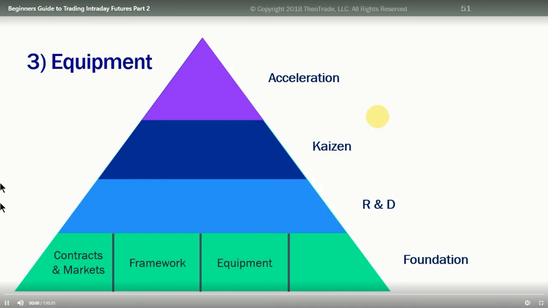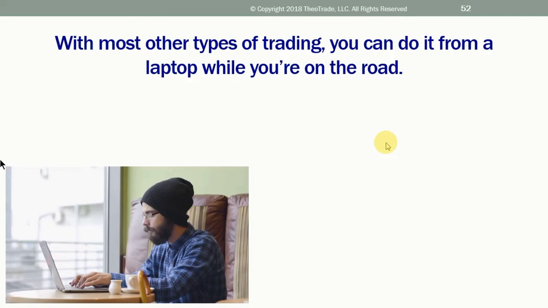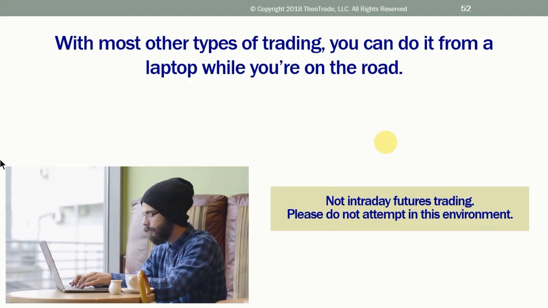In minor things, but I do want to make a mention of this. There are a lot of other types of trading you can do from a laptop while you're on the road. You can do this from your mobile phone. I would say this type of futures trading is not going to be very conducive to this type of environment, right? So don't be tempted to think that you can do this from a coffee shop or things like that.